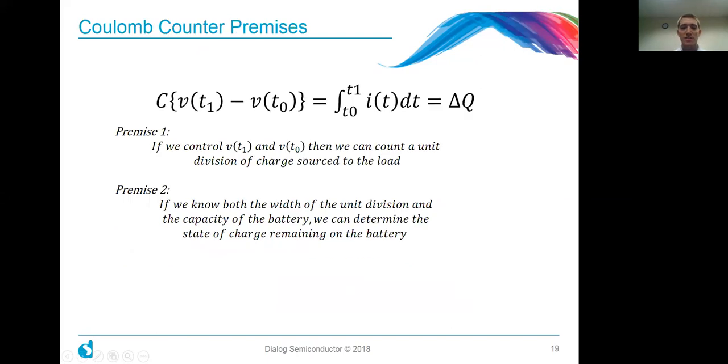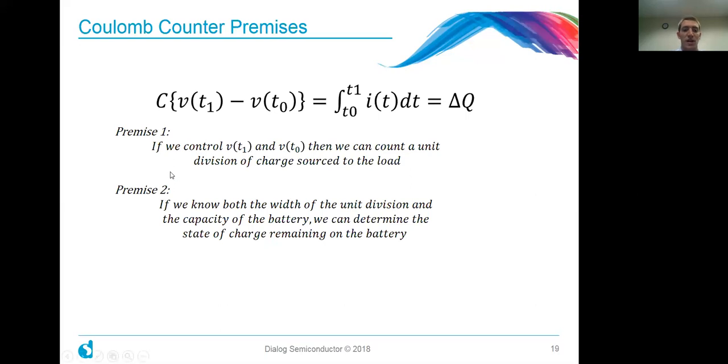So there are two premises with this Coulomb counter. Premise one is, given this equation, if we can control VT1 and VT0, then we can count a unit division of charge sourced to the load. The main point here is the unit division of charge. As we go back and forth between our fill lines, we know there is a unit division of charge being dumped into the load each time we switch phases. And that happens if we control VT1 and VT0.